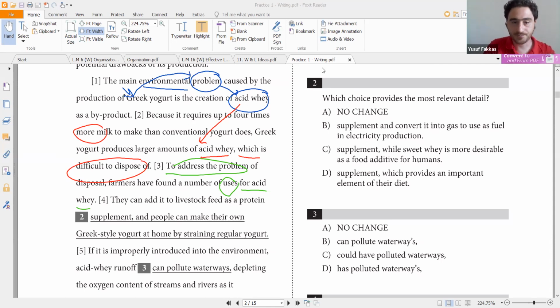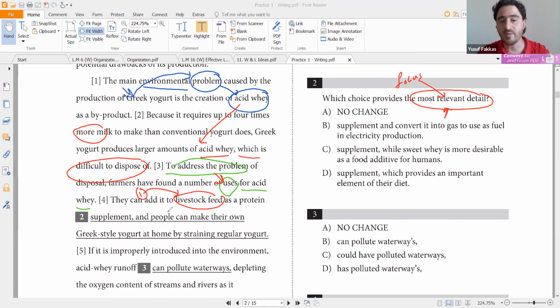What is the first use? They can add it to livestock feed as a protein supplement. And people can make their own Greek yogurt at home by straining regular yogurt. Now, I stop here because I have question number 2. What does it say? Which choice provides the most relevant detail? So this is a focus question because it's about relevance. Okay, relevant to what? To the discussion. We already said at the beginning of the sentence here is that we're talking about a number of uses for acid waste. And we said number 1 is to use it as a protein supplement.